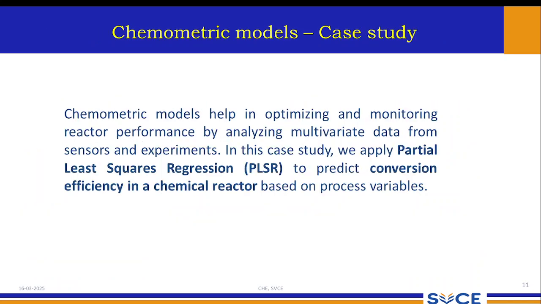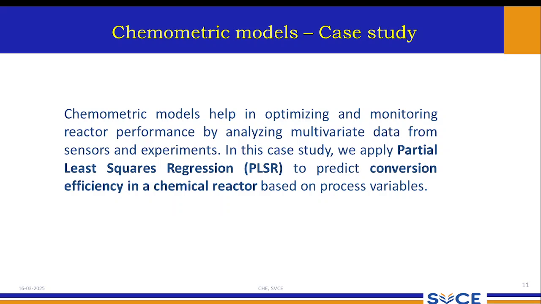So chemometric models help in optimizing and monitoring the reactor performance by analyzing the multivariate data from sensors and experiments. In this study, we apply partial least square regression to predict conversion efficiency in a chemical reactor based on the process variables. So now we are going to see a case study regarding the chemometric models, which will help in optimizing and monitoring the reactor performance. So in this study, we are going to apply partial least square regression to predict the conversion efficiency in a chemical reactor.